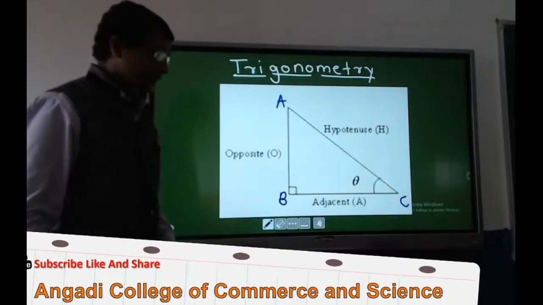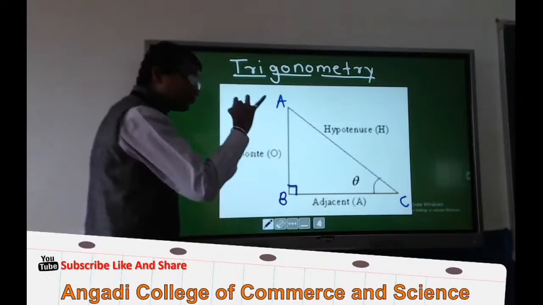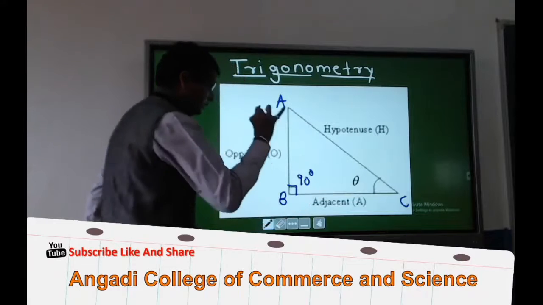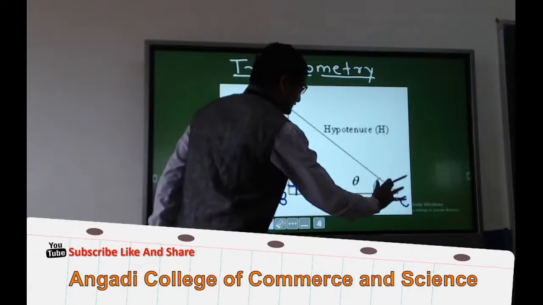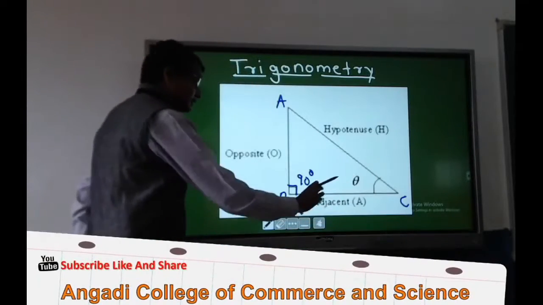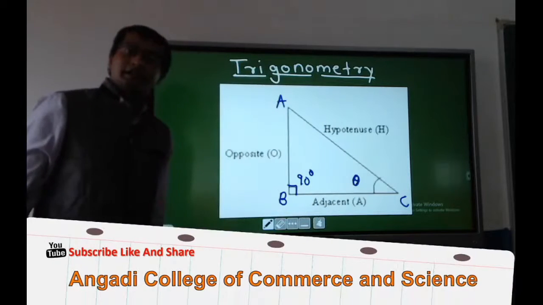This is a right angle triangle. It is right angled at B, so here it is 90 degrees. Further, opposite to 90 degrees, this will be the hypotenuse, denoted by H, and this we call theta. Theta is a Greek letter.